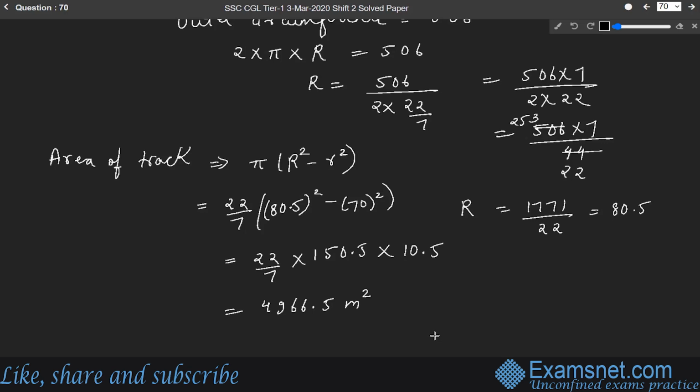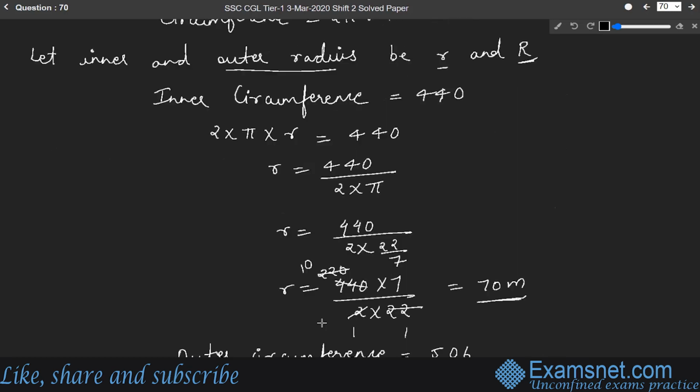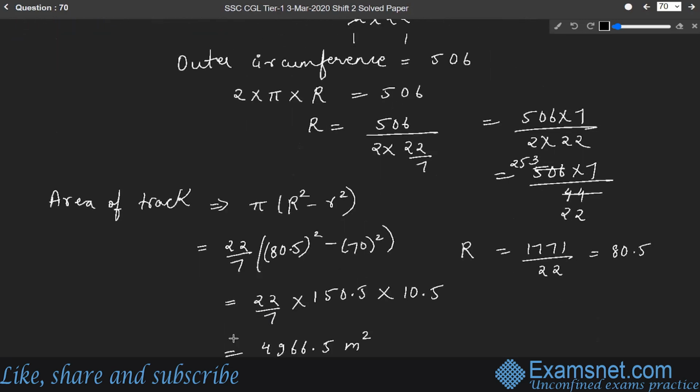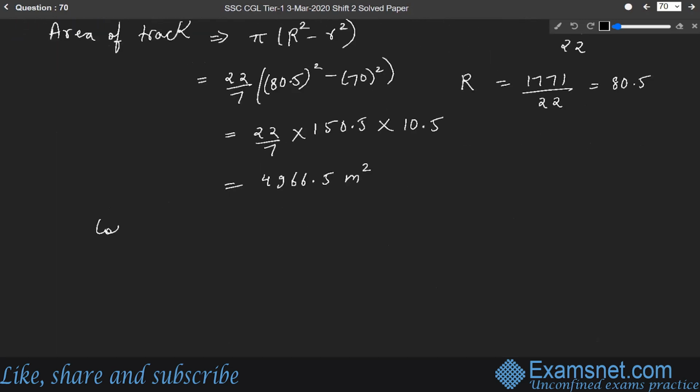Okay. Now we can find the cost. It is given that the cost of 1 meter square is rupees 6. Okay. So cost of leveling 1 meter square is equal to rupees 6. We want the cost of the total area. What is the total area?